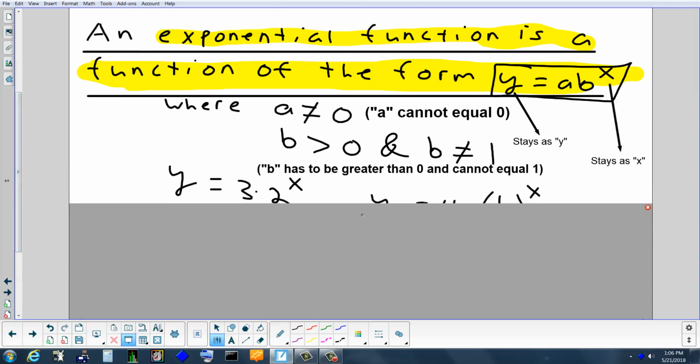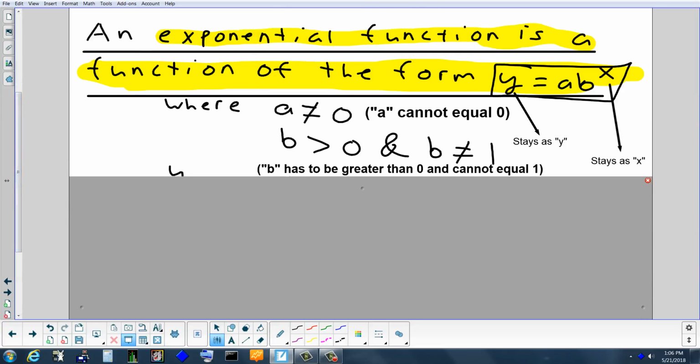This notation means a cannot equal 0, and that's why I put it right here beside it. B has to be greater than 0, and b cannot equal 1. Don't worry so much about all the different symbols here, because we're going to use this function a couple of different ways today.